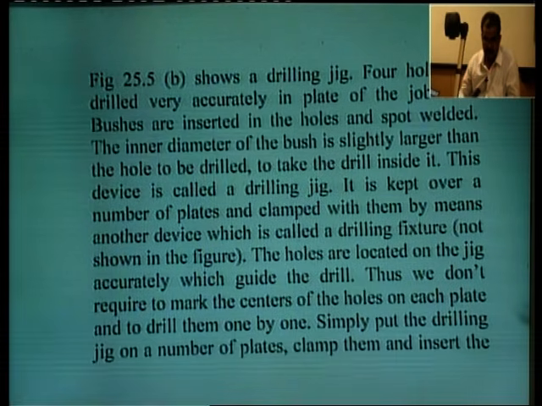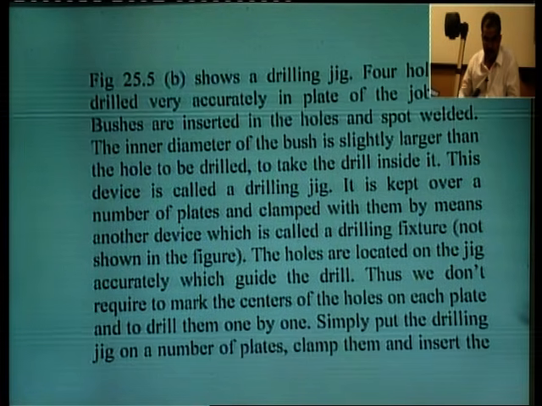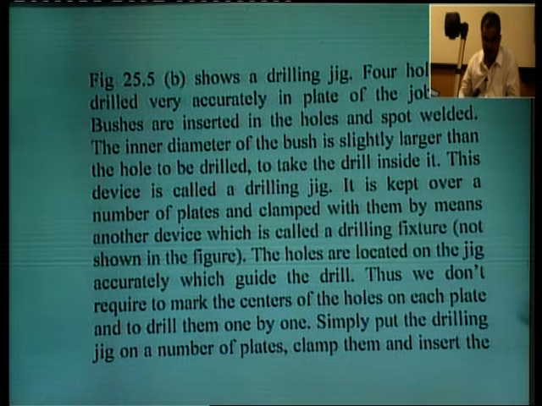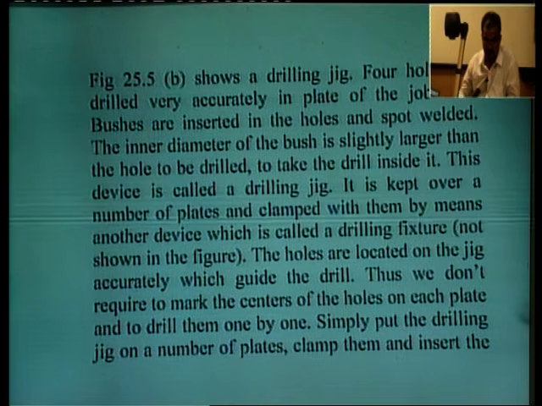Bushes are inserted in the holes and spot welded. The inner diameter of the bush is slightly larger than the hole to be drilled, to take the drill inside it. This device is called a drilling jig. It is kept over a number of plates and clamped with them by means of another device which is called a drilling fixture, which is not shown in the figure.